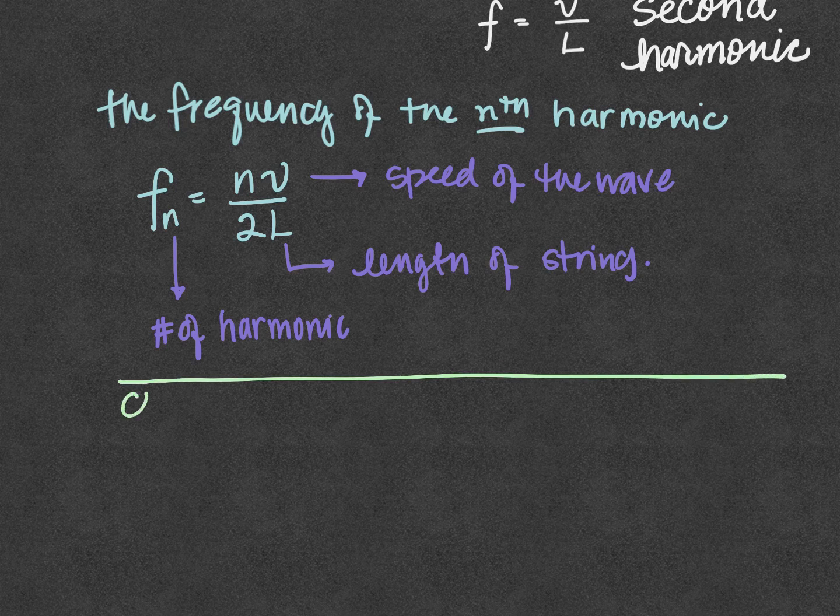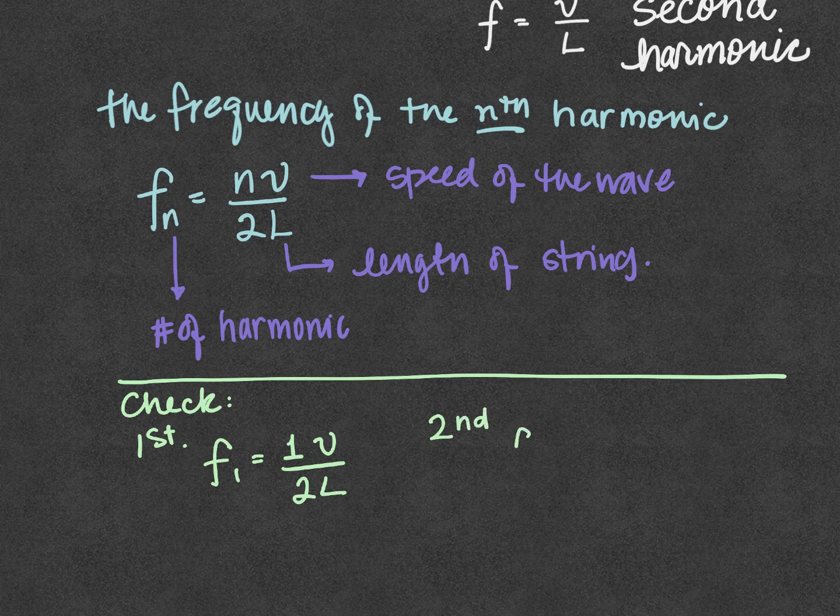But we can check this. So let's see, the first harmonic should be f sub 1 equals 1 times v over 2L. And if you remember, that's the equation for our first harmonic. The second harmonic would be frequency sub 2 is equal to 2v over 2L. So I'm using this equation here and substituting in. The 2's cancel out and I'm left with v over L, which matches the equations that I had above.